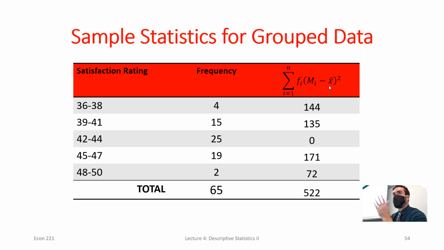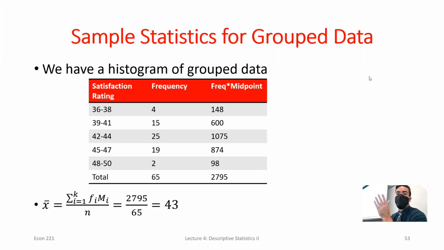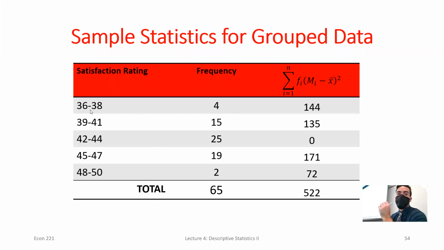Remember our mean we just found was what, 43? So for the first observation, I take the midpoint of 37, minus 43, which is negative 6. I square that, I get 36, multiply it by the frequency for this group, which is 4, and I get 144. I then do that process for every single observation. Once I'm done, I add them all up, and I get 522.